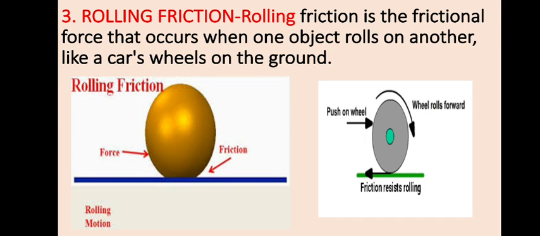The third one is rolling friction. Rolling friction, as the name itself indicates, is the frictional force that occurs when one object rolls over another surface. For example, the car wheel is rolling on the ground. The friction existing between these two surfaces, the wheel and the ground, is called rolling friction.